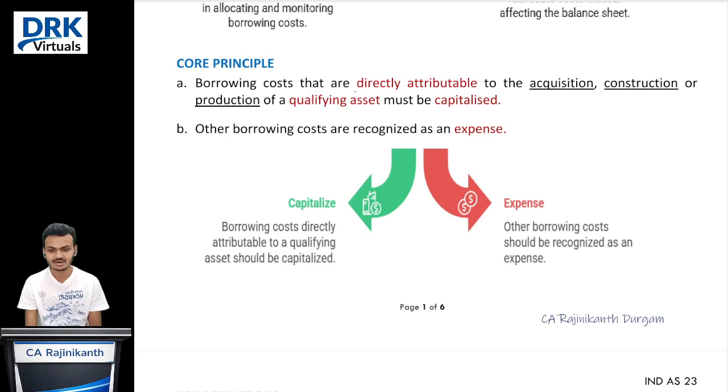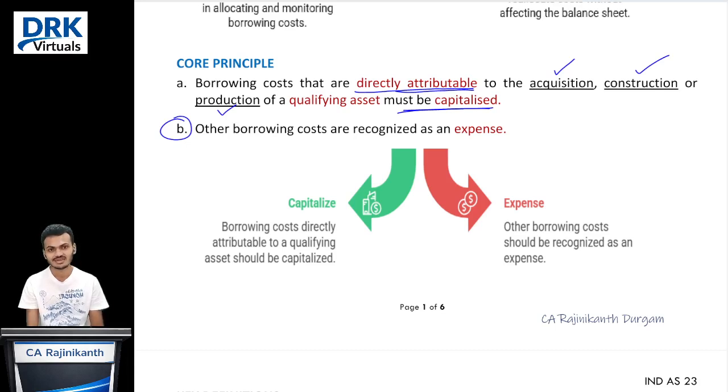Borrowing costs that are directly attributable to acquisition of a qualifying asset or construction of a qualifying asset or production of a qualifying asset must be capitalized. It means what? Such borrowing costs should be added to the cost of the qualifying asset instead of being charged to profit and loss account as an expense. And any other borrowing cost we can recognize as an expense, no problem. Okay, what I'm saying: borrowing costs that are directly attributable to acquisition, construction, or production of a qualifying asset must be capitalized, and any other borrowing cost is expensed to profit and loss account.